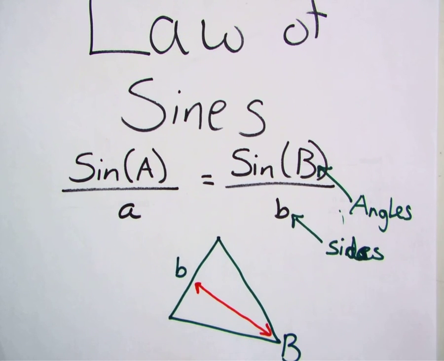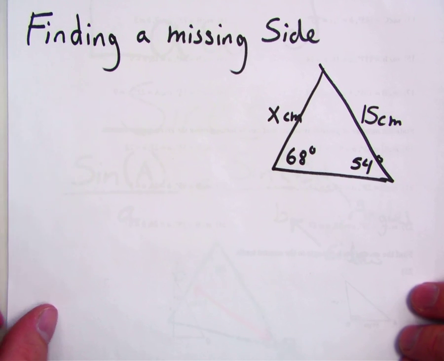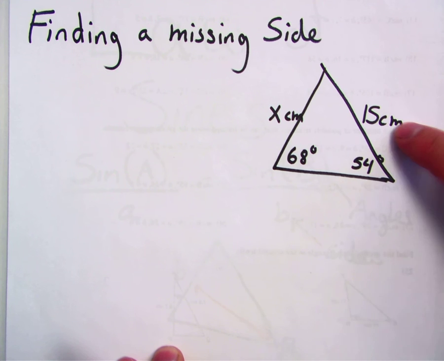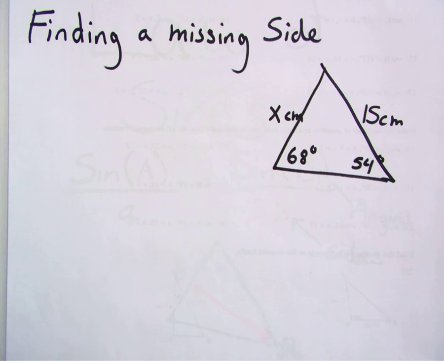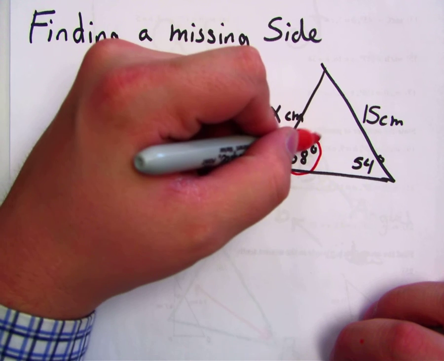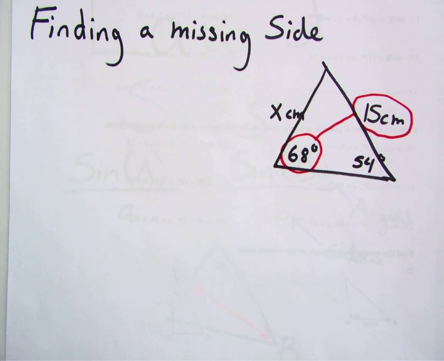So let's go ahead and take a look at the first example. We're going to be finding a side first, and then we'll move on to finding an angle. So we have a triangle here, and we're going to use the law of sines to find the missing side. We have two angles, 68 and 54, one side of 15 centimeters, and we're trying to find this side here that we don't know. One of the things you always want to look for to see if you can use the law of sines in a problem is if you know an angle and its opposite side. If you don't know at least one angle and a paired up version of its opposite side, like this problem here, then you can't use the law of sines, and maybe the law of cosines will be better off.